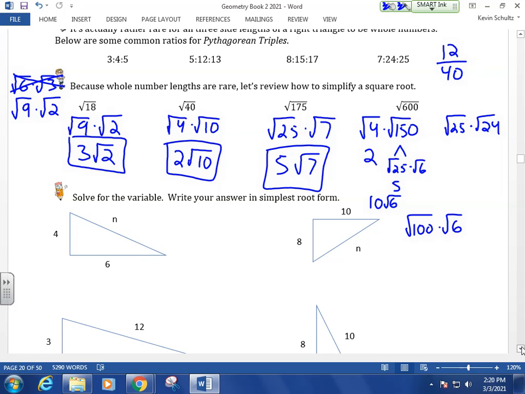I had a second step there because I used 4. If I use 25 and 24, sure, 25, that becomes a 5, but what does 24 have? 4 and 6. Which that 4, giving me a 2, my final answer is once again 10 root 6, right? 5 times 2, and then the root 6, but it took me an extra step to get there. Whereas 10 root 6, donezo.